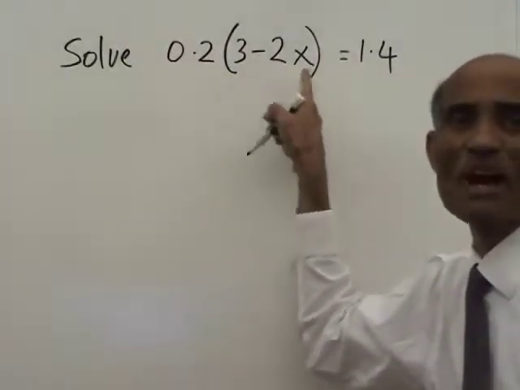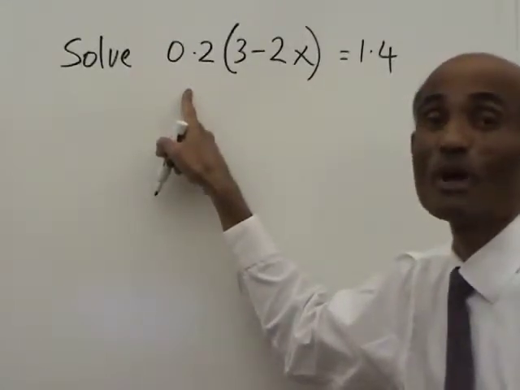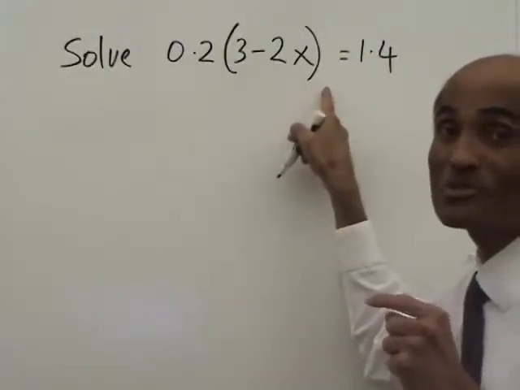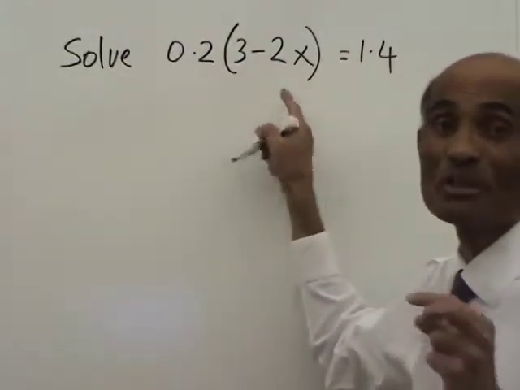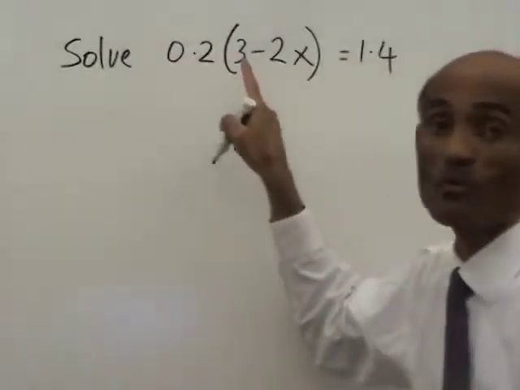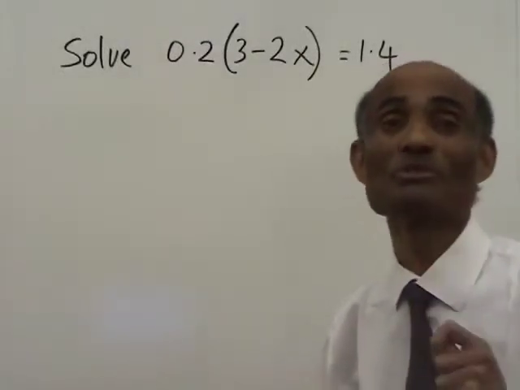How many terms are there on the left side? How many terms? Well, only one term. 0.2 times (3 minus 2x) is a single term. It's the product of two factors. Alright, what we need to do is make the decimal numbers whole numbers.